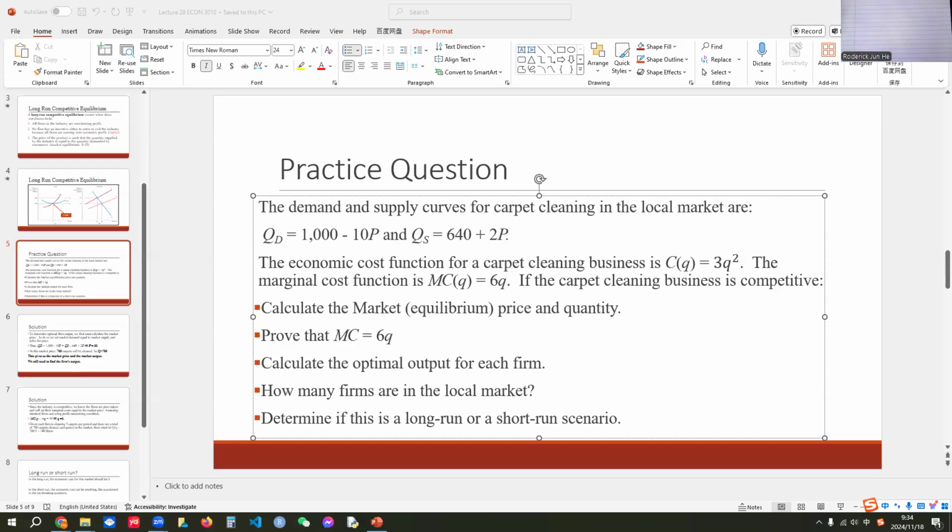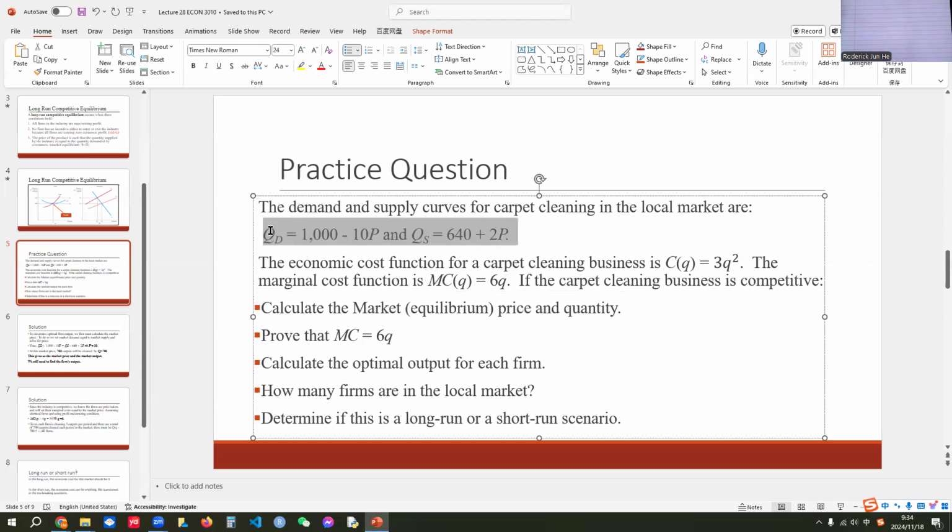Okay, let's go over this question. This is a question for perfect competition, and the key thing here is to find the size of the market, namely how many firms are there in the market. The question first introduces the market demand, quantity 1,000 minus 10p, and market supply, 640 plus 2p. Question one asks us to calculate the market equilibrium price and quantity.